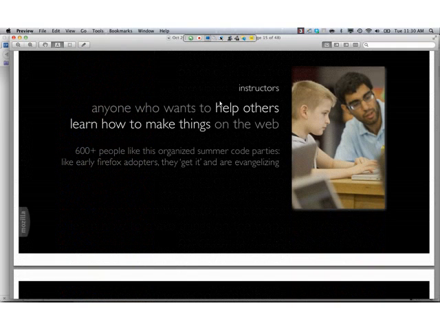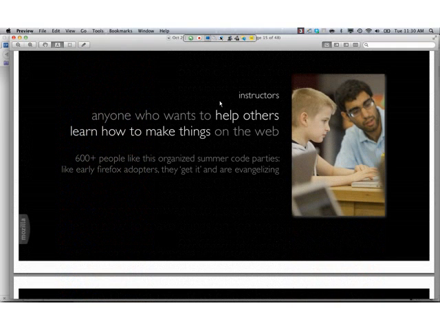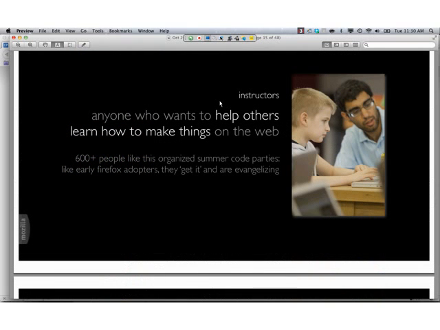Our second main audience is instructors. These are the people who are passionate about helping people learn how to make things on the web, whether they come to us through the education side, who see the value of digital literacy, or they come to us through the developer and website side, who always wish that people had more skills and literacy in that space. We had over 600 people this summer who came and helped organize summer code parties that are a part of this group and are starting to see that. As Mark is fond of saying, we see these people like early Firefox adopters.